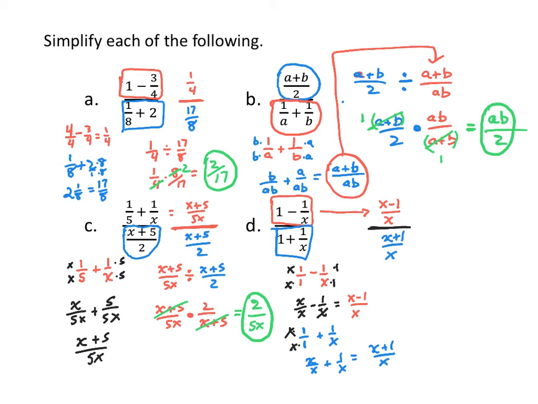Okay, so now our division problem is x minus 1 over x divided by, yes, I'm writing as division first still, x plus 1 over x, which is now going to be the multiplication problem, x minus 1 over x, times the reciprocal, x over x plus 1, and this x in the denominator cancels out with this x in the numerator, leaving us with x minus 1 over x plus 1.